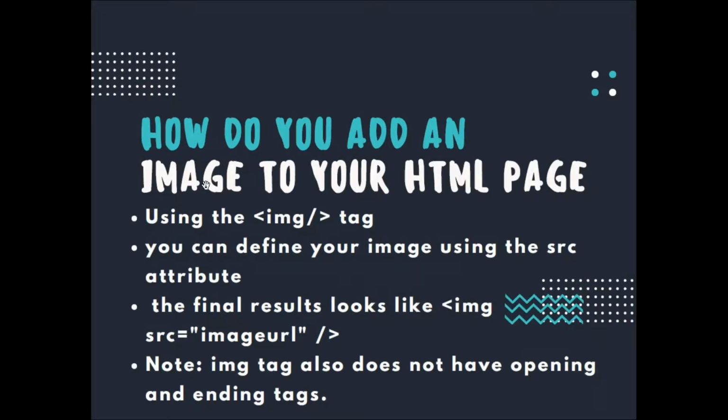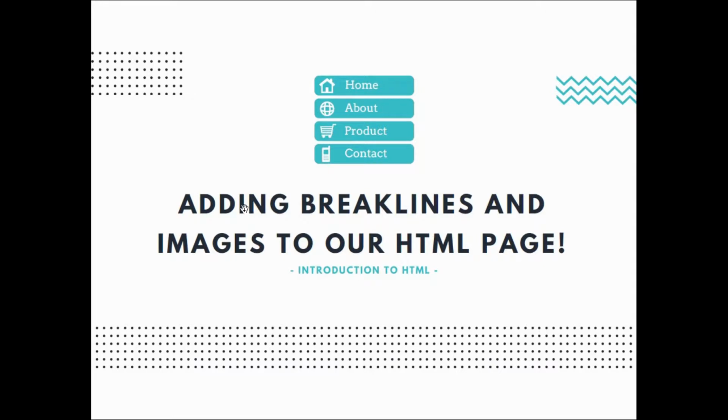How do you add an image to your HTML page? Using the image tag, you can define your image using the source attribute. The final result looks like image source and image URL, where you can put the URL of your actual image. We will see this later. Note, the image tag also does not have opening and ending tags. Now we will go straight into the implementation and add breaklines and images to our HTML page.